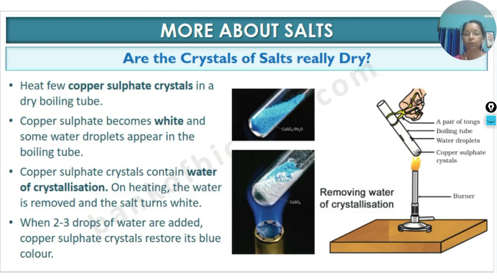Okay, so those water molecules are called water of crystallization. Copper sulfate has 5 molecules of water, which we call water of crystallization. Only if those 5 molecules of water are there does the copper sulfate have the blue color. It is called blue vitriol.